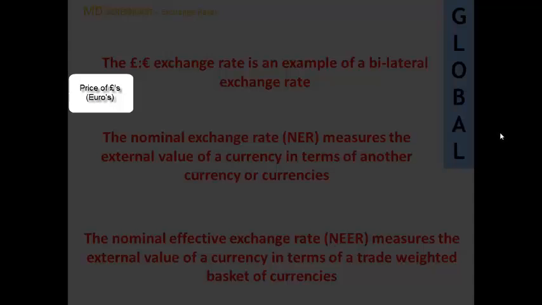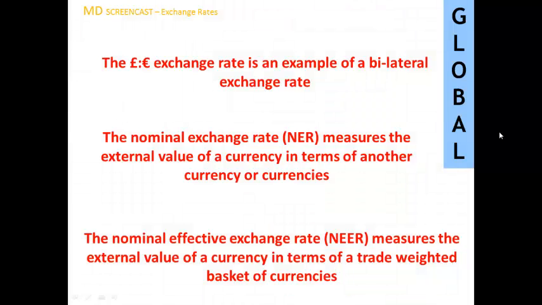In this introductory screencast, we have developed an understanding of what is meant by the term floating exchange rate, also possible factors affecting the exchange rate and the causes of changes to the exchange rate. This screencast does not explore the macroeconomic effects of a change in the exchange rate.